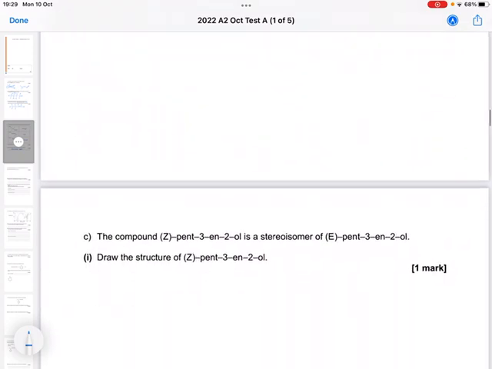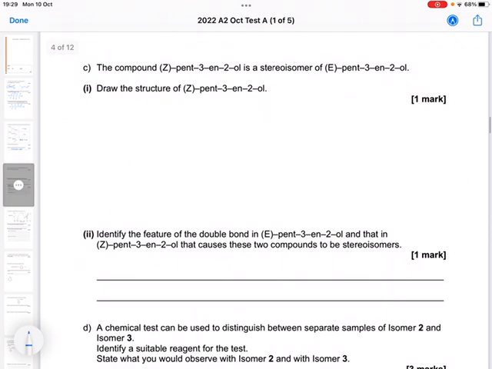And then part C: the compound Z-pent-3-ene-2-ol is a stereoisomer of E. Draw the structure of Z-pent-3-ene-2-ol. So let me start with a double bond like this. It doesn't matter which way I number, so I'm going to number from right to left. So this will be carbon number 3, that will be 4.